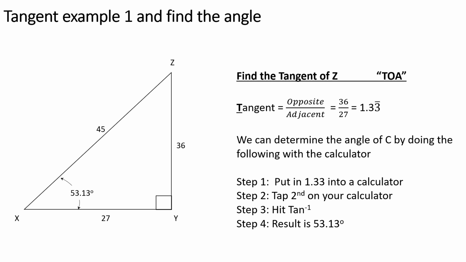I've got looking for tangent of Z. Remember, again, that is opposite over adjacent. And what's interesting is I've written this wrong here. I put 36 over 27. So that actually should be 27 over 36, which is, I know this, 9 goes to 27 3 times, 9 goes to 36 4 times, that equals 0.75.